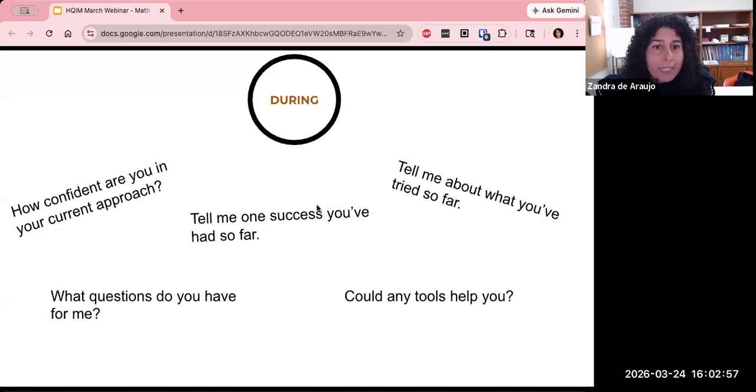Tell me about what you've tried so far. Are there any tools that could help you? Like, if they're struggling sometimes, you might just ask, is there a tool that might be helpful? Maybe it's a calculator. Maybe it's a hundreds chart. Maybe it's a manipulative. And then you can give that to them and see if that helps them. What questions do you have for me? So like, do you have any questions is different than what questions do you have for me? Because you're just assuming you have questions and you're encouraging them to ask.